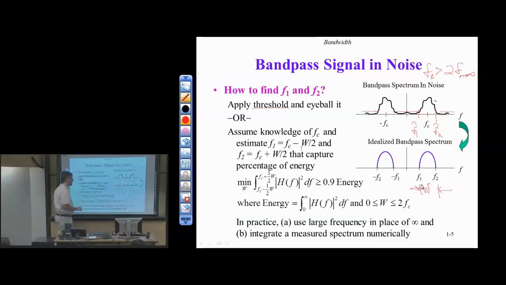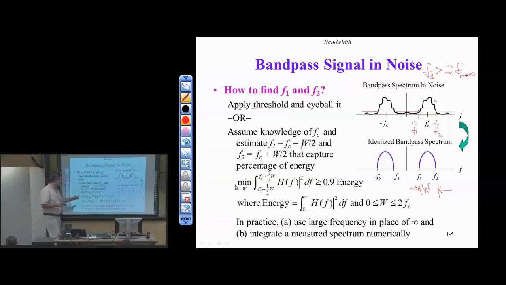There we go. Capital W. So now the problem becomes, I want to find the smallest bandwidth, capital W, for which I capture, again, some percentage of the energy. And again, here I'm using 0.9. That's arbitrary. And now the integration that I do is over my estimated transmission band.